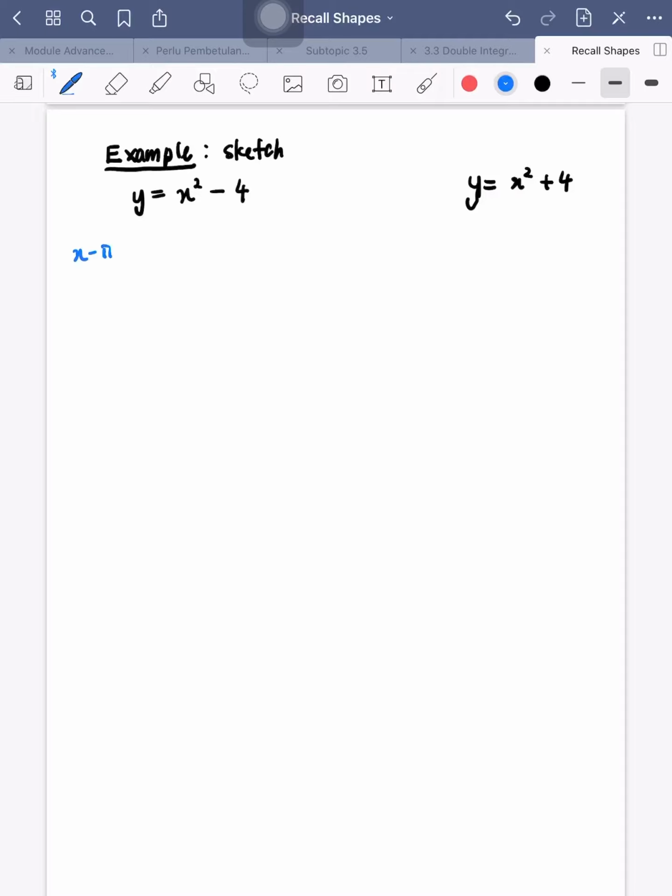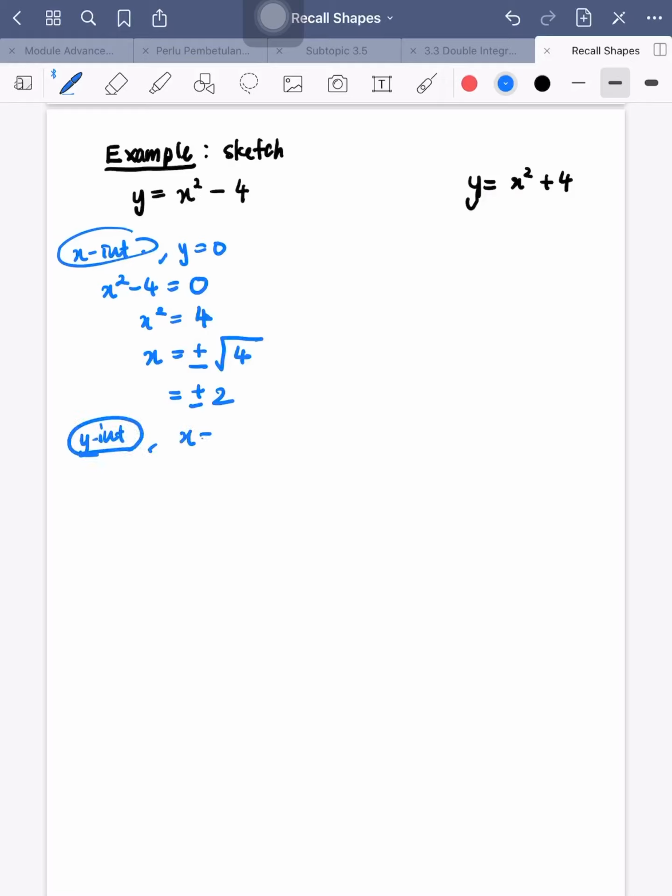So the x-intercept is y equal to 0. So x squared minus 4 is equal to 0, so x squared equal to positive 4. If you have a square, bring it to the other side; you should have plus minus square root of 4, so you will have plus minus 2. Okay, so this is the x-intercept. Next, you find the y-intercept. Y-intercept is x equal to 0. So put it back into your original equation: y equal to 0 to the power of 2, which is 0, minus 4. You will get y equal to negative 4.